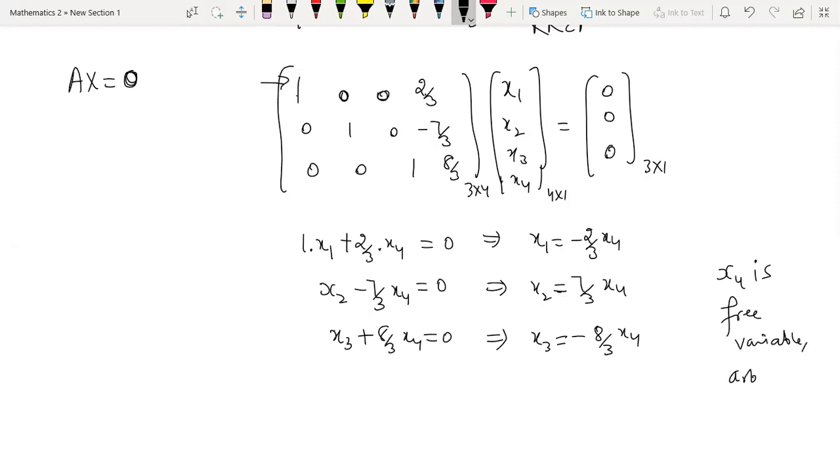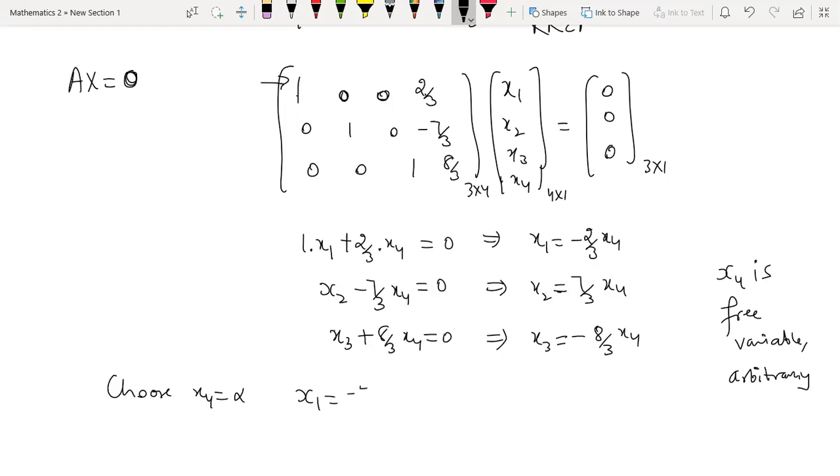Free variable, it can have any arbitrary value, and depending upon what value x4 will take, your x1, x2, x3 will be decided. So you choose x4 is alpha because we want to give all the solutions. We do not want to give a particular solution. So I will not say choose x4 is 1. If you choose x4 is 1, it will be giving you just one solution. So I will be giving you general infinitely many solutions. So you give x4 is alpha, which is alpha can have any value.